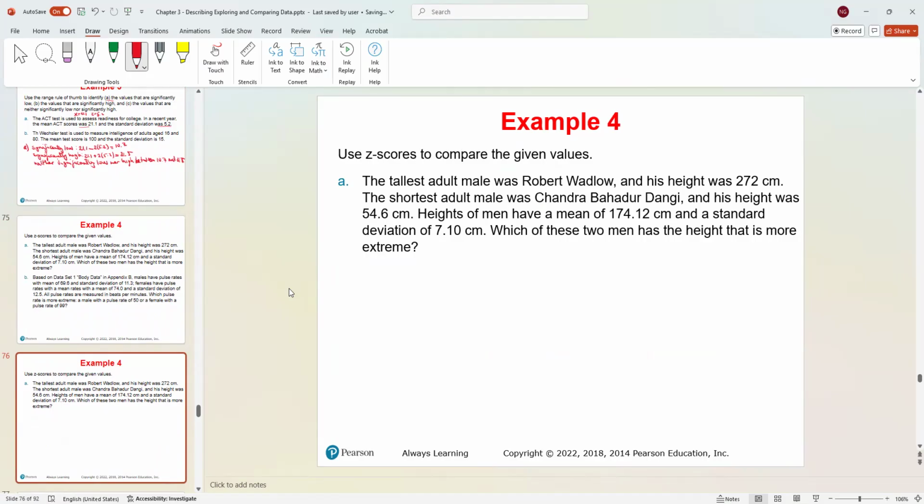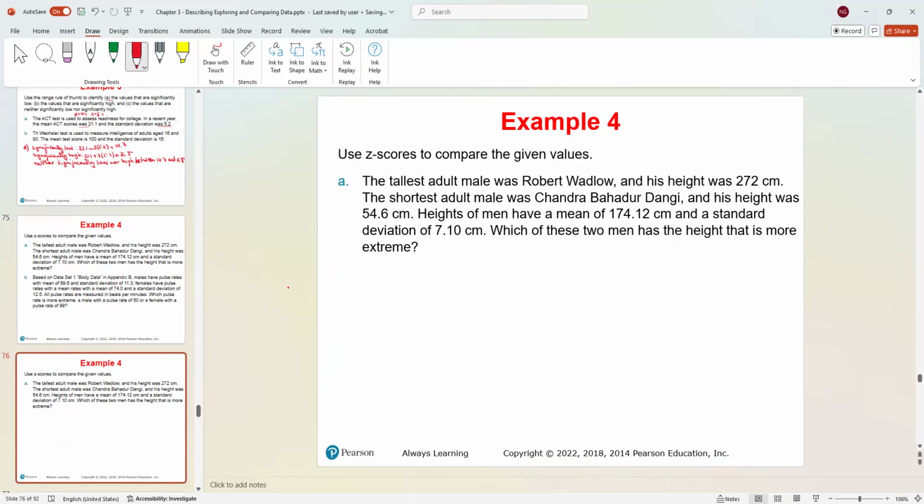What they ask you to do in these examples: the tallest adult was Robert Wadlow, and his height was 272 centimeters. And the shortest adult male was Chandra Bahadur Dangi, and his recent height was 54.6 centimeters.